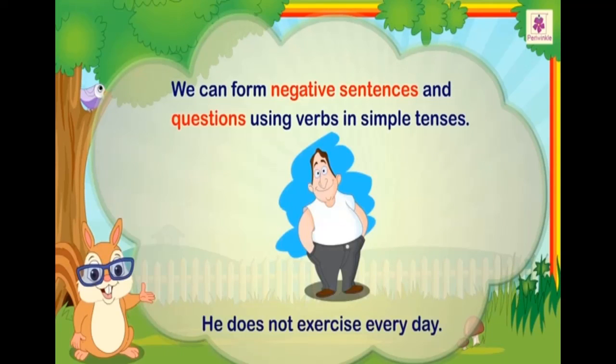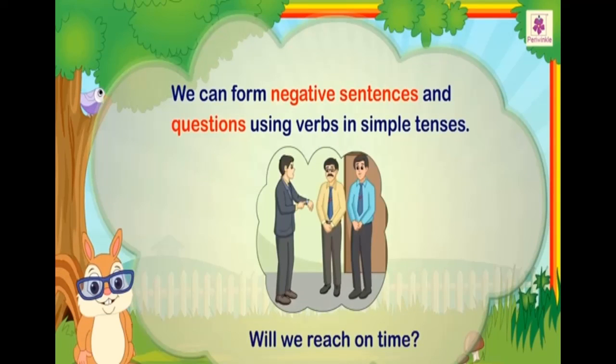We can form negative sentences and questions using verbs in the simple tenses. For example, he does not exercise daily. Here, in the negative sentence, we have used does with the singular pronoun. So we will use does with the singular noun or pronoun and do with the plural noun or pronoun. Example: will we reach on time? With negative sentences, we will use not, and with question sentences, we will use a helping verb such as is, am, are, was, were, will, shall, do, does, or did before the subject, and at the end we will put a question mark to show that it is a question sentence.